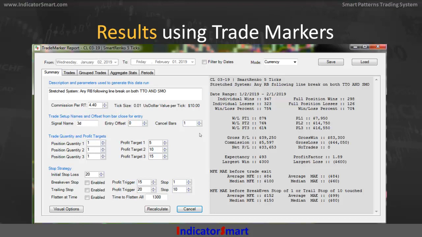Now I have 3 positions here. Position 1, position 2, position 3. You can see them. The profit target for each is simply set at 5, 10, and 15 ticks with a stop loss of 20. You can see on the first target, the 5-tick target, is 87% to win. There's 947 trades. It's a very large sample size.